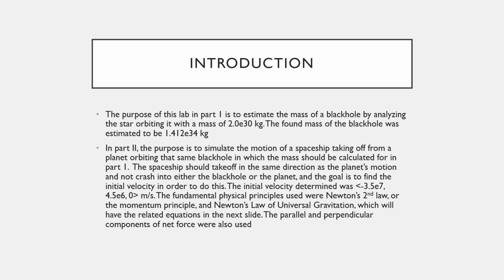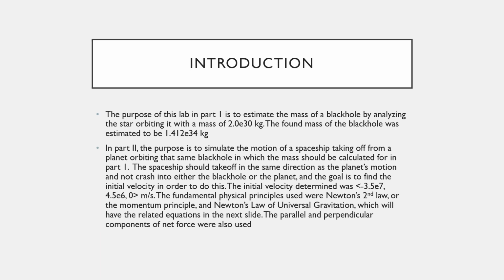In part 2, the purpose is to simulate the motion of a spaceship taking off from a planet orbiting the same black hole in which the mass was calculated for in part 1. The spaceship should take off in the same direction as the planet's motion and not crash into either the black hole or the planet, and the goal is to find the initial velocity in order to do this. The initial velocity was determined to be the vector negative 3.5 times 10 to the 7, 4.5 times 10 to the 6, and 0 meters per second.